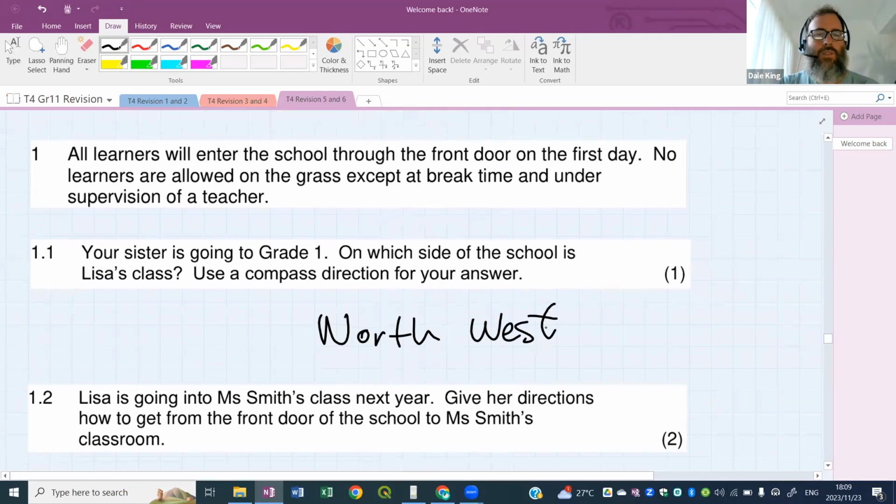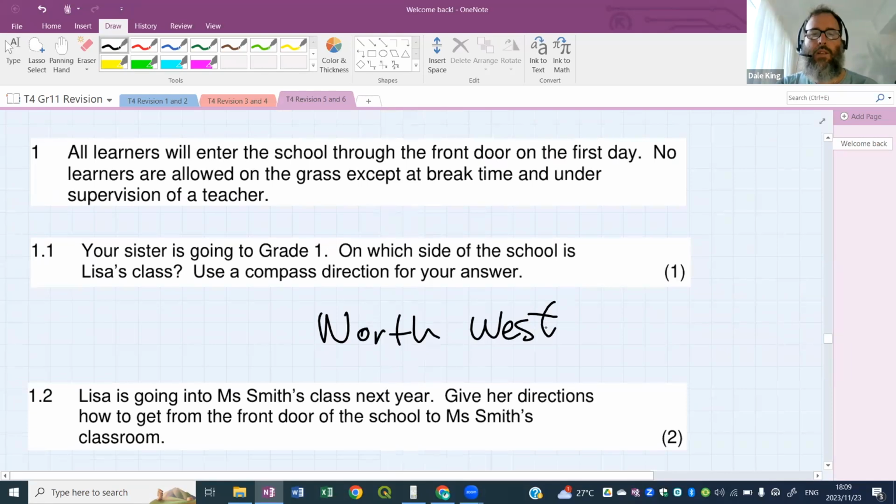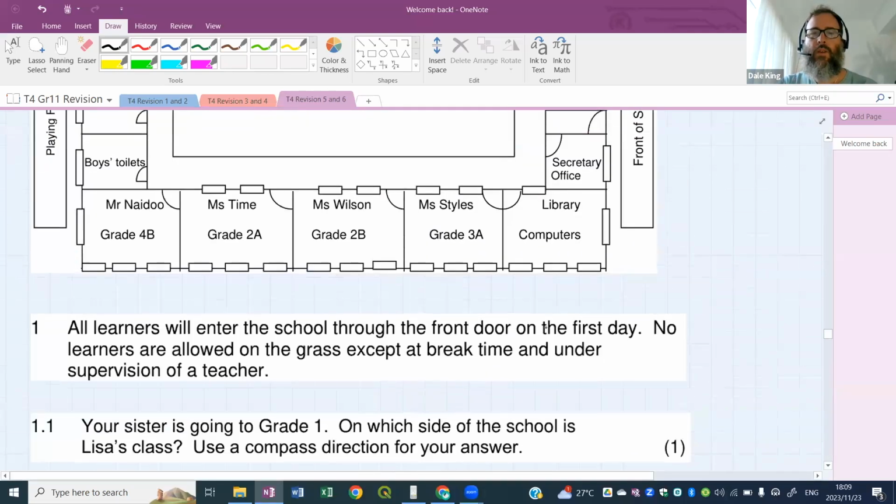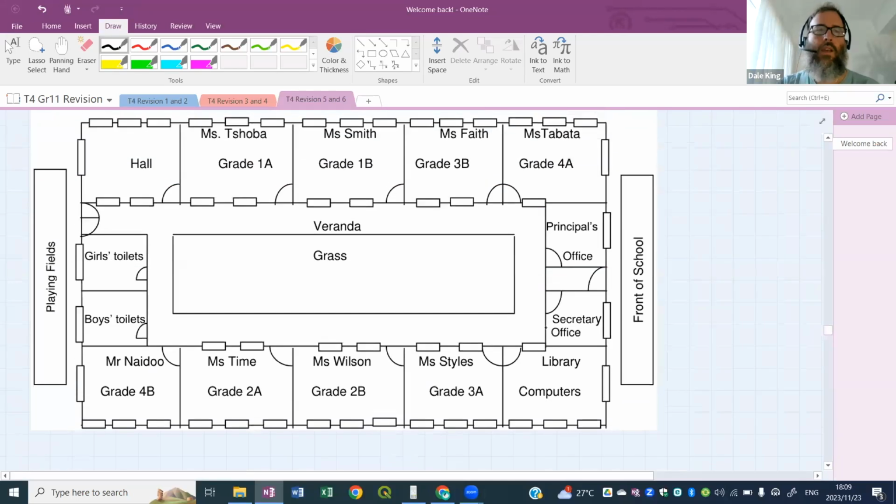Lisa is going into Miss Smith's class next year. Give her directions how to get from the front door of the school to Miss Smith's classroom. So every grade 1 has to come in the front entrance. And obviously there is a door over here between the principal's office and the secretary's office. So we're going to give her directions.